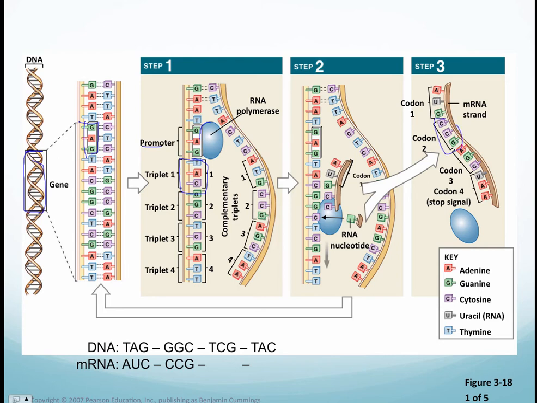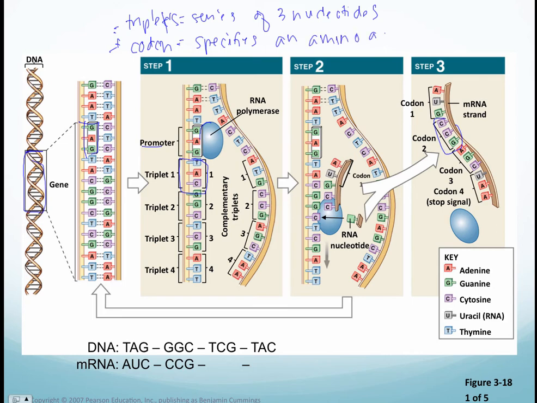So these triplets, basically that means it's a series of 3 nucleotides. And these triplets form a codon. What a codon does is specify an amino acid. Here we're always going to read in 3. So 3, 3, 3. We're going to start here.